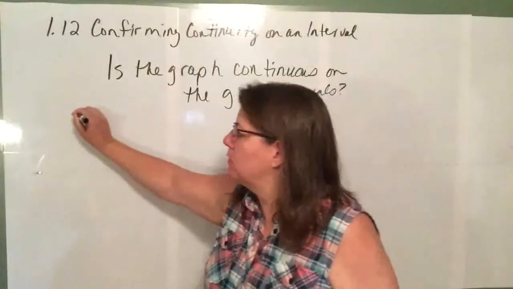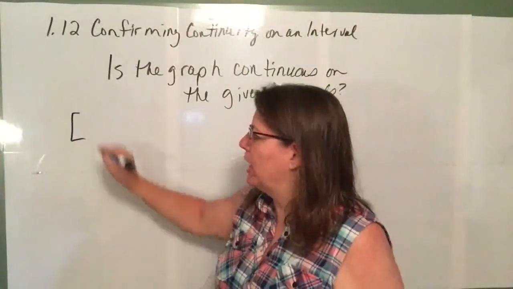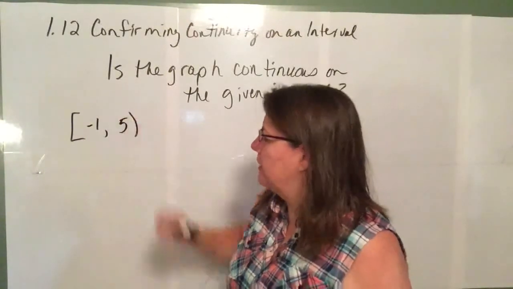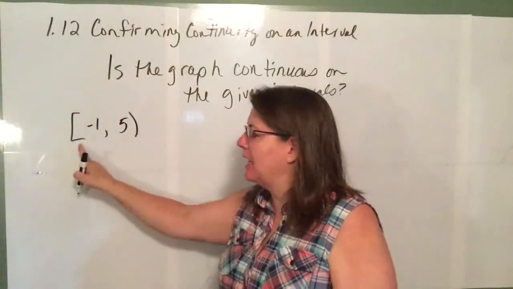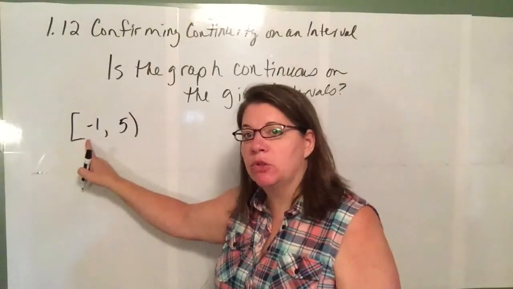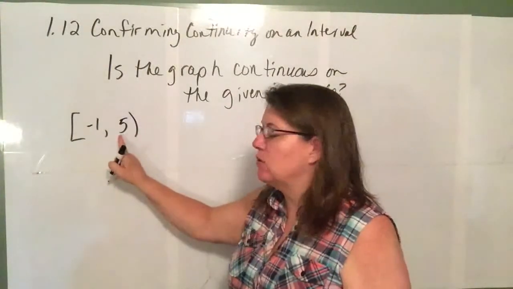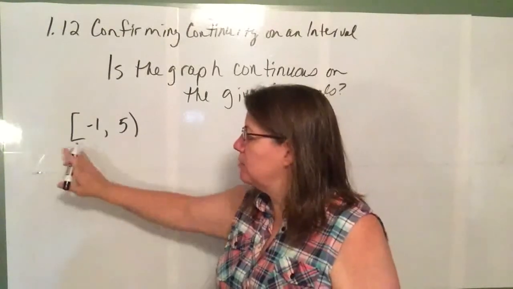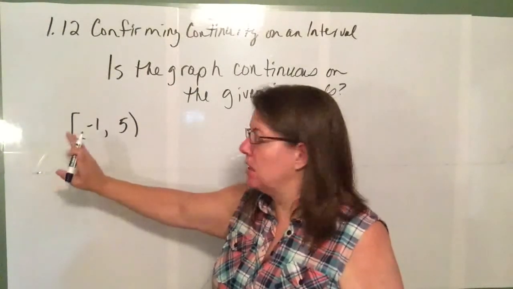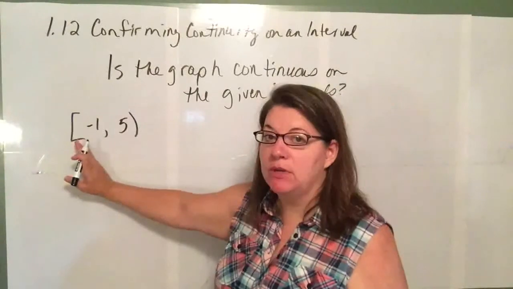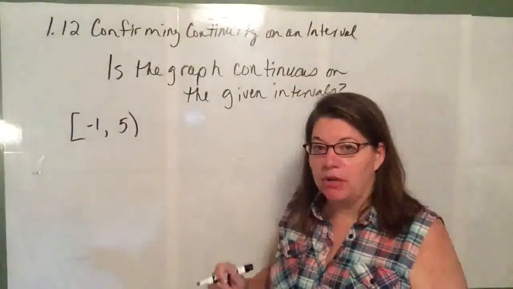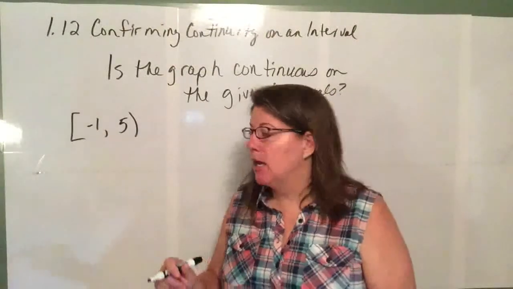If you have an interval like this, bracket, -1 to 5, and then parenthesis, the bracket means that the -1 is included, and the parenthesis tells you that the 5 is not included in the interval. So anytime you have brackets, the number at that bracket is included in the interval they're talking about. If you have a parenthesis, the number that they're talking about is not included.